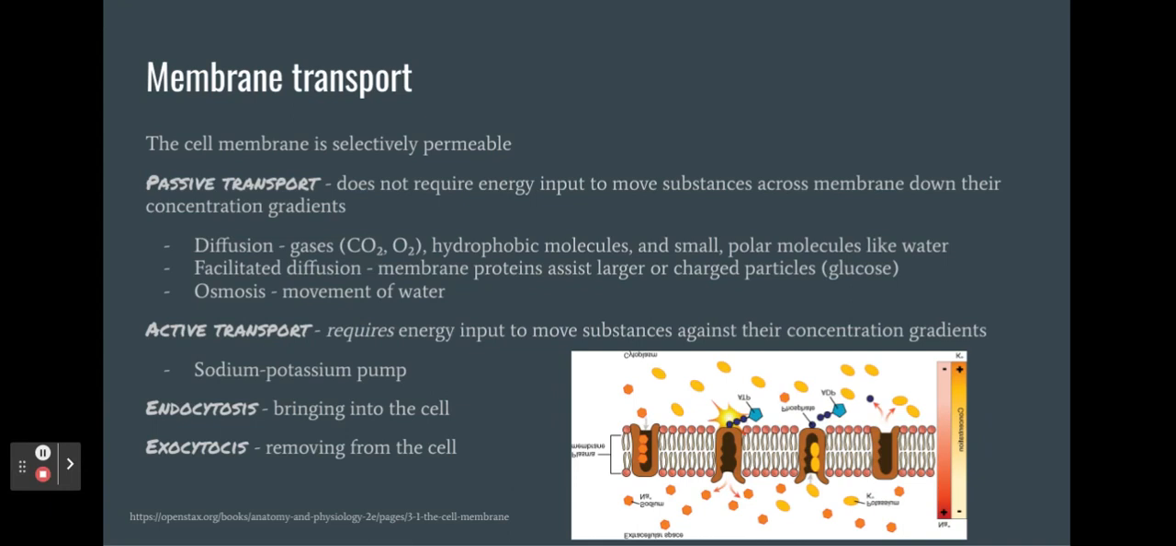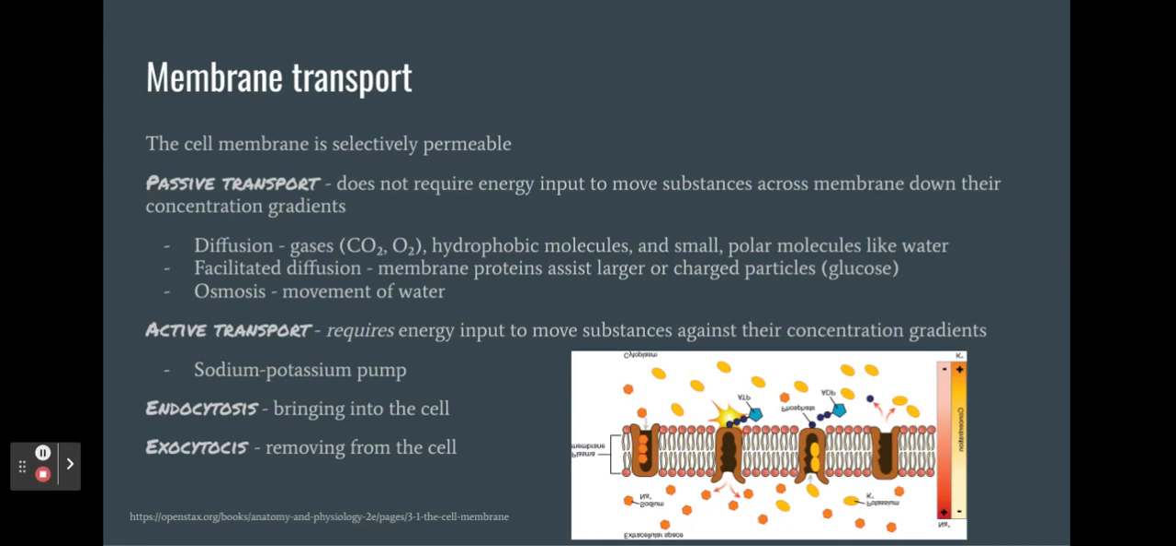Cells need to be able to communicate with their environments. Recall that the cell membrane is selectively permeable, meaning that only certain things are able to cross it freely, and other things must have help. The cell uses passive and active transport mechanisms, as well as endo and exocytosis, to accomplish this.